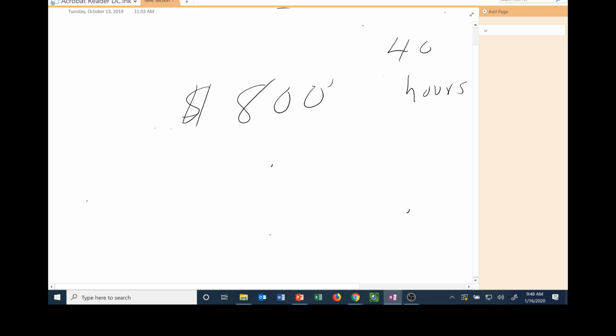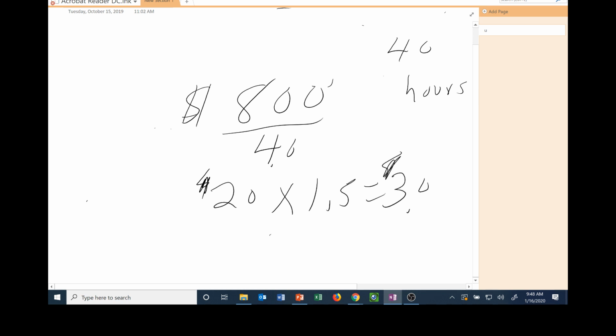What is your overtime rate? You make $800 for 40 hours. How much is that per hour? If you divide by 40, you get $20 an hour. My question was, what is the overtime rate? $30. 1.5, whatever you want to do. The overtime rate would be $30 an hour.